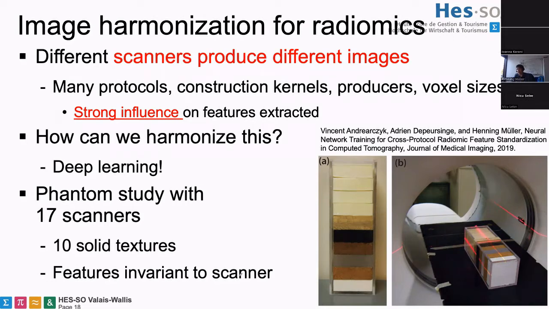But one of the problems that we saw is actually that different CT scanners that are often used to produce the images actually produce quite different images. There was a study in the US where they took a basic phantom. So they cut like 10 different types of solid things in different densities, put them into a scanner, and then we could see how different CT scanners actually produce the images.